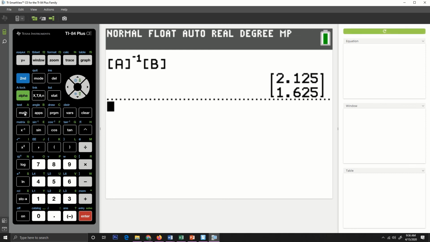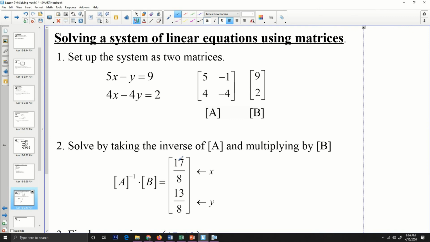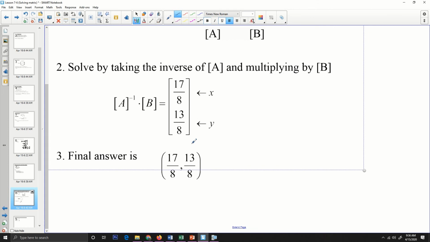And I needed to hit fraction, so we'll just hit math, and we'll hit fraction there, and so we get this 17 over 8 and this 13 over 8. So what does that look like? Well, 17 over 8 and 13 over 8, since we lined up the x's first, the x will come on the top of our solution. Since we lined up the y's second, the y will be the second value in that. All right. And so again, since this is a solution to a system of linear equations, our final answer is going to be an ordered pair.